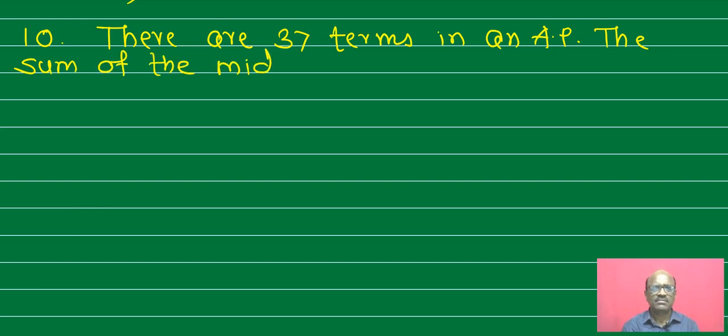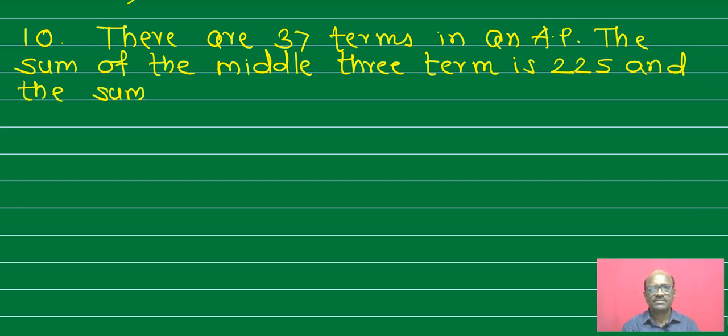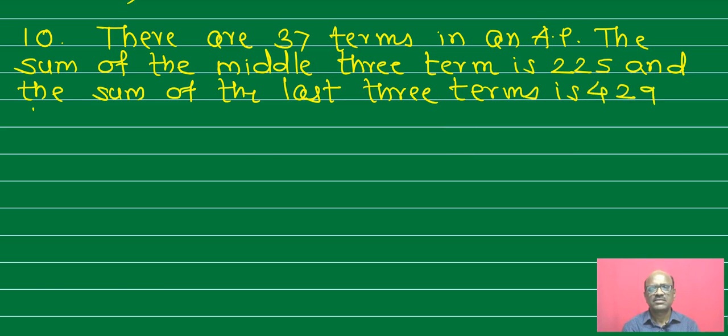The sum of the middle three terms is 225 and the sum of the last three terms is 429. Find the AP. This we want to find out.